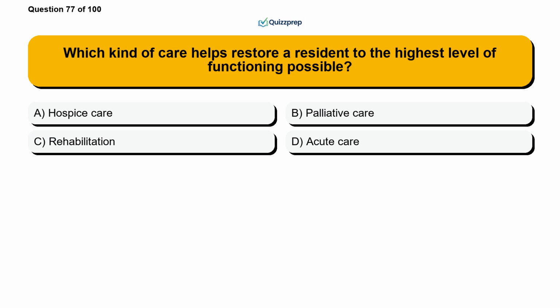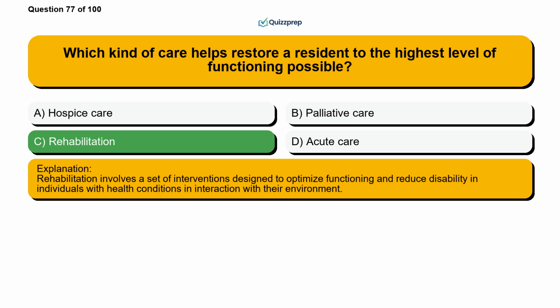Question 77. Which kind of care helps restore a resident to the highest level of functioning possible? Option A, hospice care. Option B, palliative care. Option C, rehabilitation. Option D, acute care. The correct answer is option C, rehabilitation. Rehabilitation involves a set of interventions designed to optimize functioning and reduce disability in individuals with health conditions in interaction with their environment.